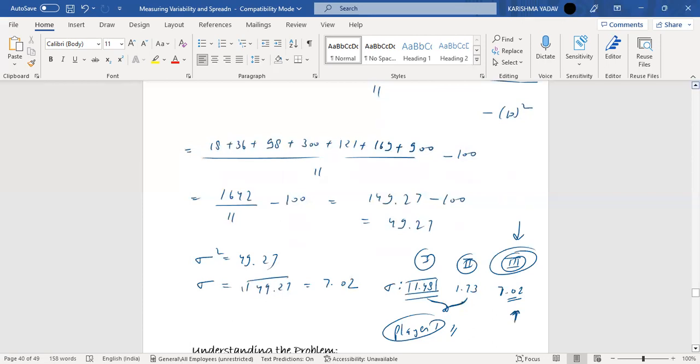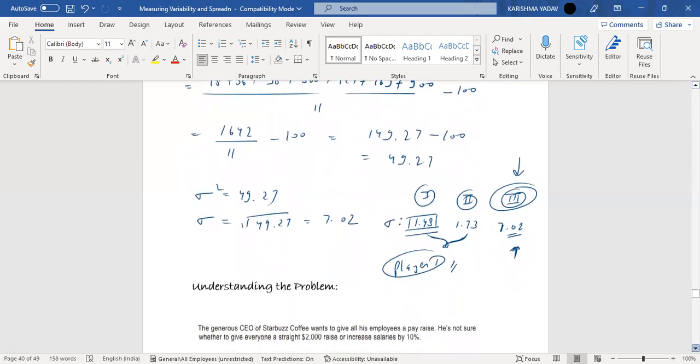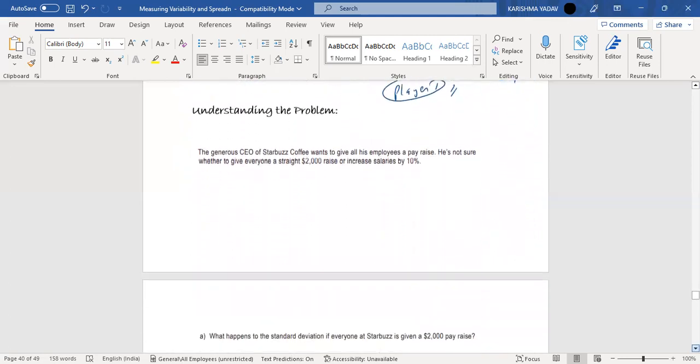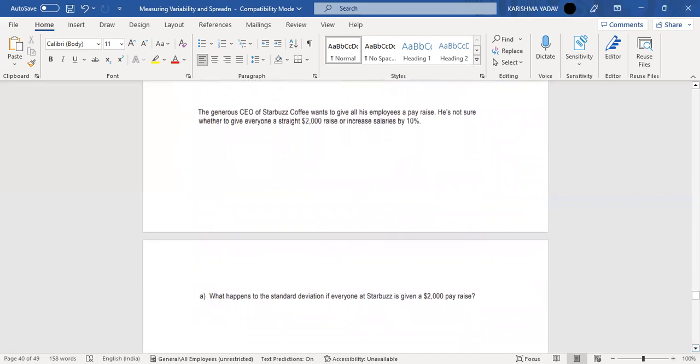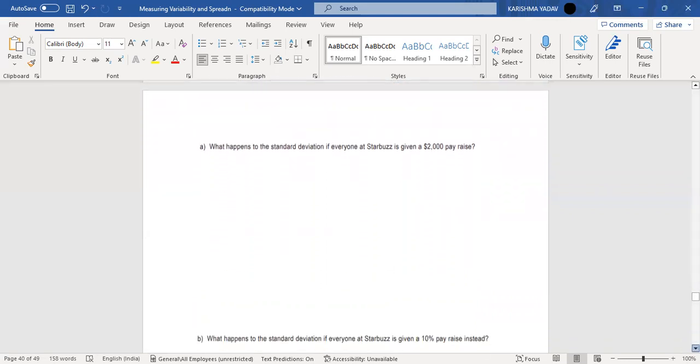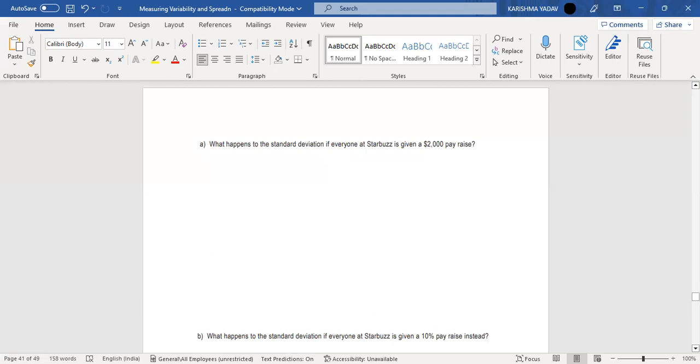Okay, let's do another problem for more clarification. Understanding the problem, it is saying that the generous CEO of Starbucks Coffee wants to give all his employees a pay raise. He is not sure whether to give everyone a straight 2000 raise or increase salaries by 10%. Now the first case is, what happens to the standard deviation if everyone at Starbucks is given a $2000 pay raise?